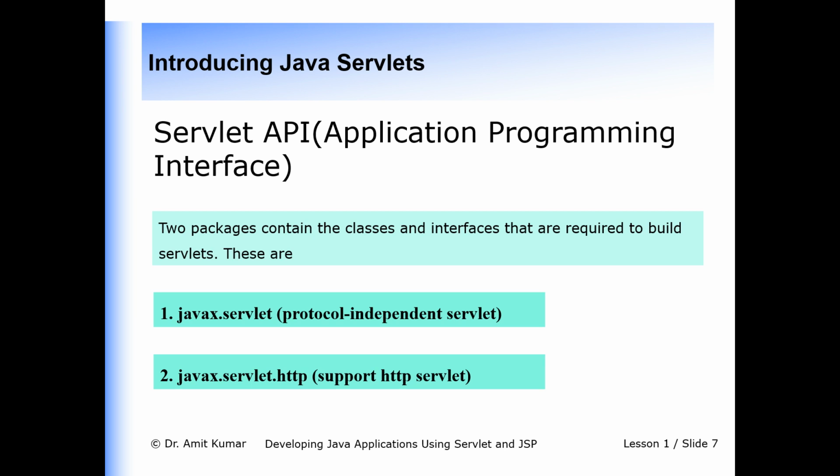The javax.servlet package contains the classes to support generic servlets. Generic servlets means protocol independent servlets that do not depend on any protocol. If we are talking about protocol, it means we are talking about HTTP. So the javax.servlet package is for protocol independent servlets, and the second important package is the javax.servlet.http package, which is used to handle HTTP requests, or we can say this package supports HTTP servlets. So the javax.servlet.http package contains classes to support HTTP servlets.